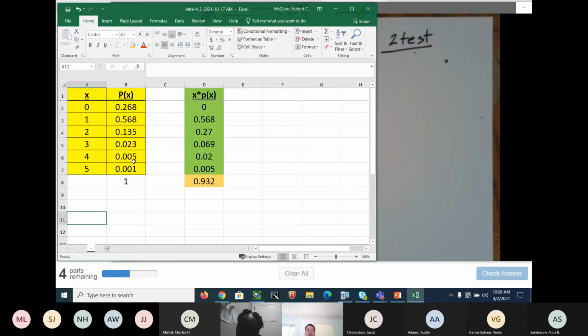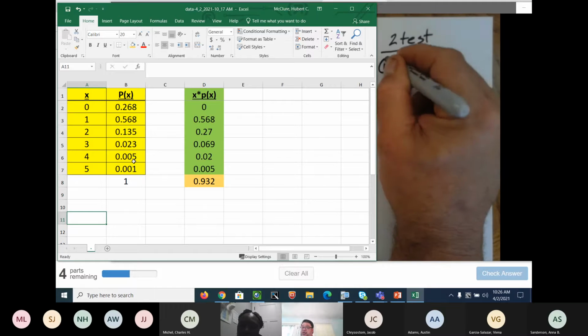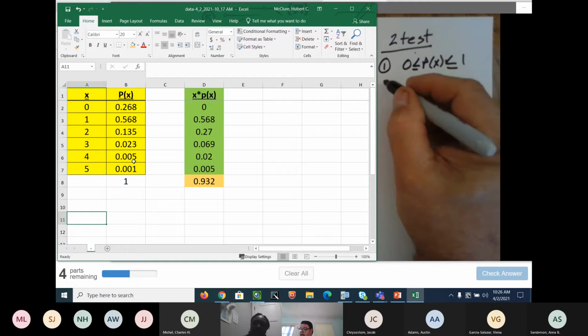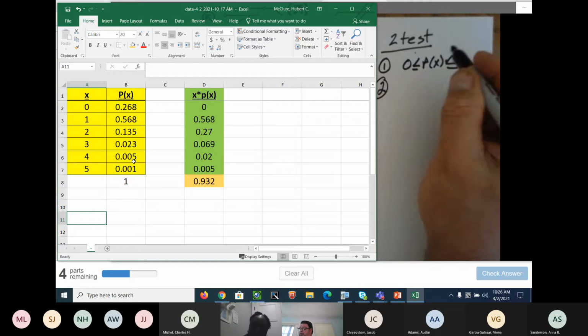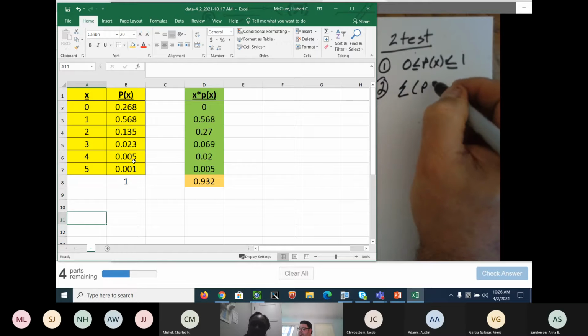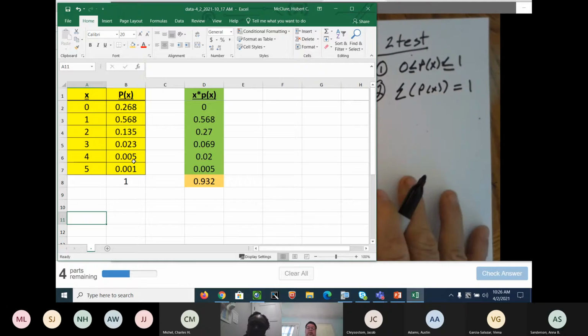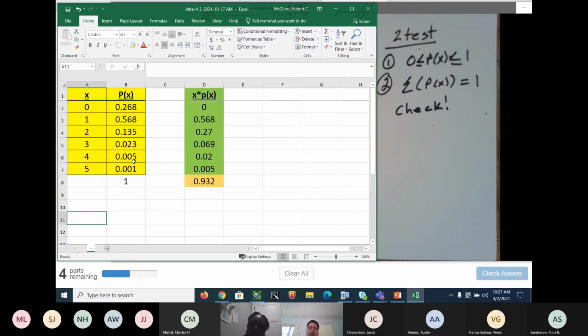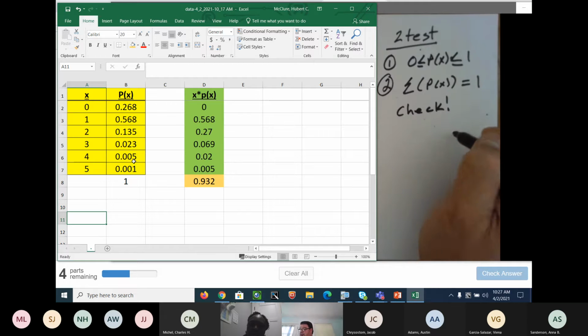That's called a probability distribution. So whenever you're given a probability distribution, the first thing you do is check to see if P of X is between 0 and 1. And then you add up the summation of P of X. The summation of P of X should equal 1. If you don't get these two, then you put not a probability distribution, cannot be done. So that's the first thing you do.